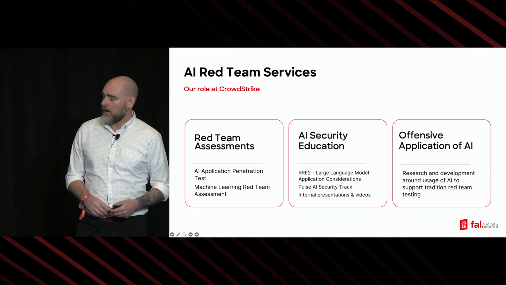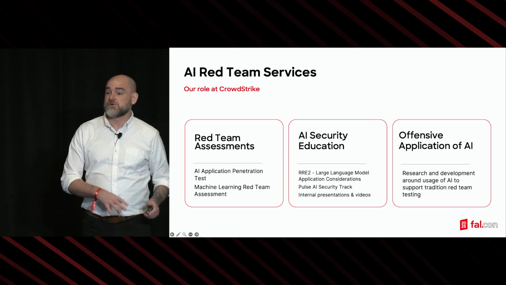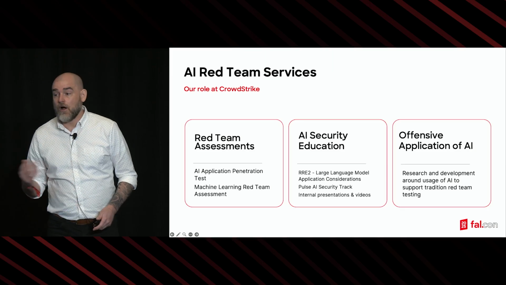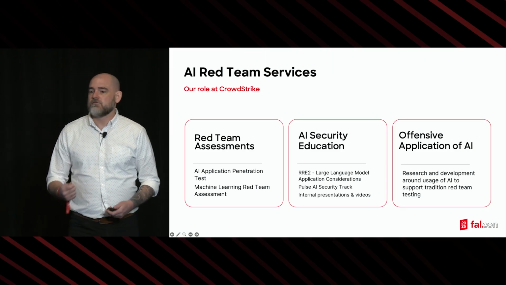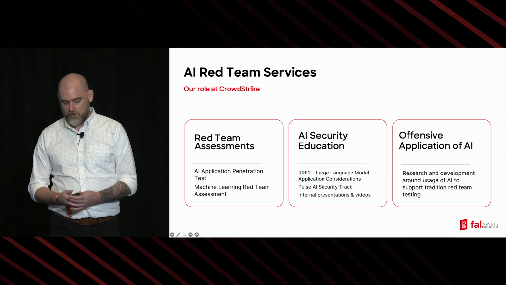The last thing we do on the AI red team side is actually build AI to facilitate traditional red teaming. So we're building agents to help attack networks, web apps, and other AI systems, and we're doing a lot of research and development in that space as well. So that's what we've been doing in a nutshell over the last year.